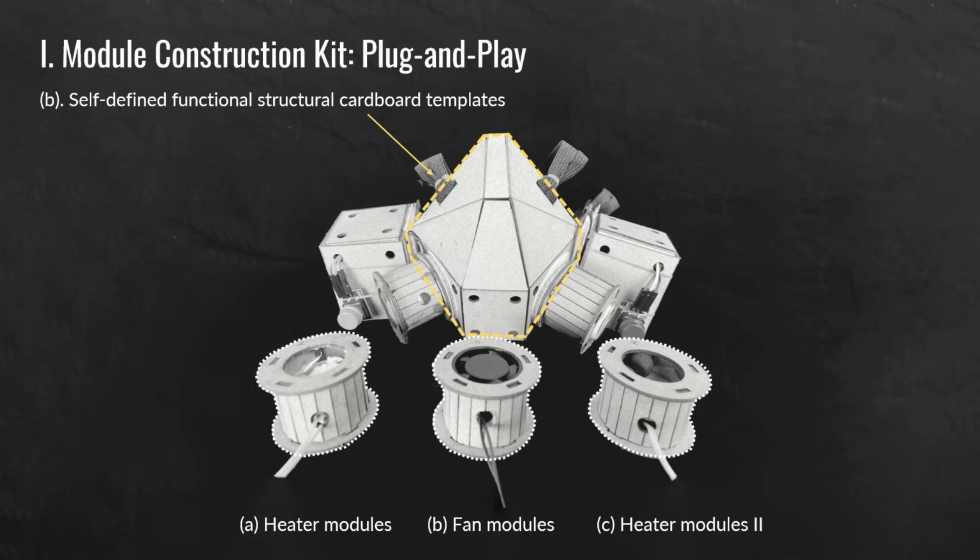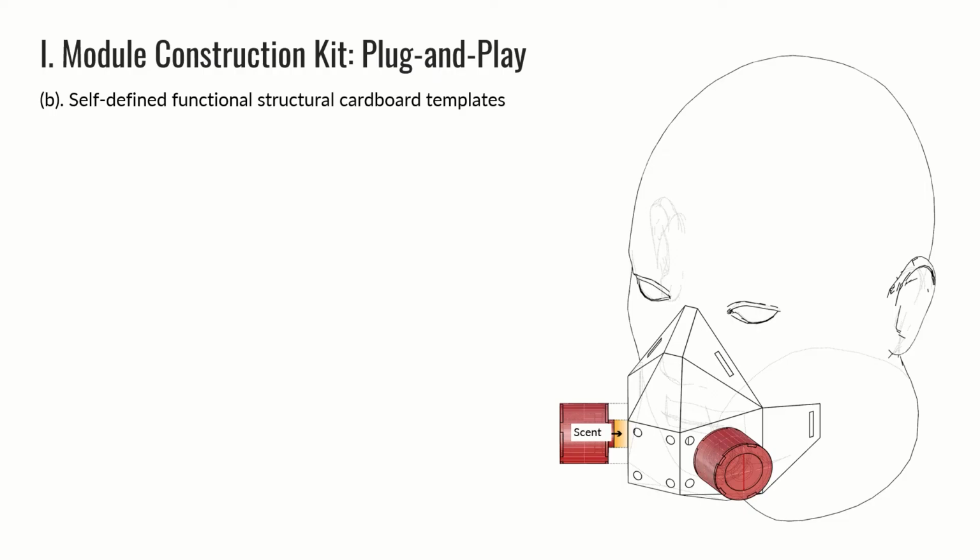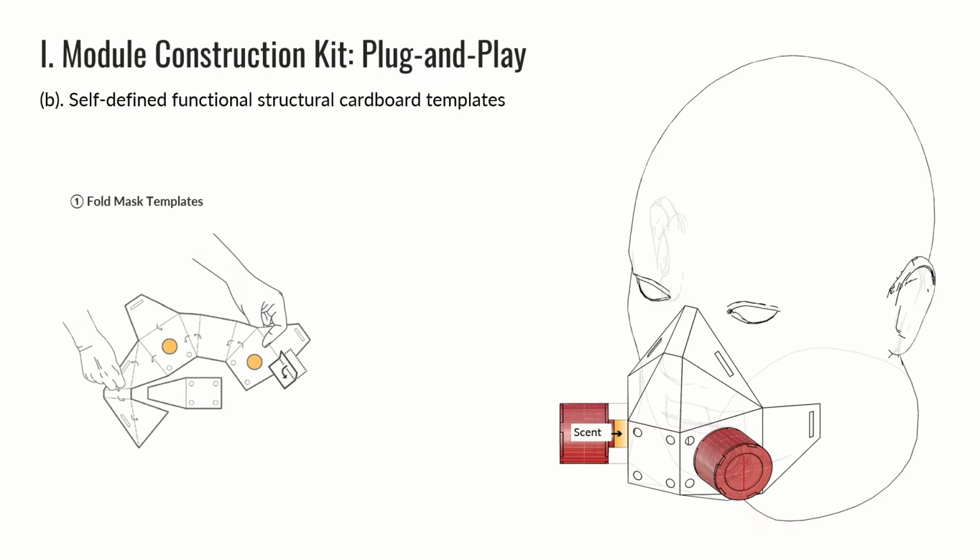A lot of open-source foldable templates are available online for exploration. For example, the image presents a foldable cardboard scent-enhanced mask. To build this interface, the designers print and fold mask templates. The yellow holes indicate scent ports on cheeks that can later accommodate different scent delivery modules.